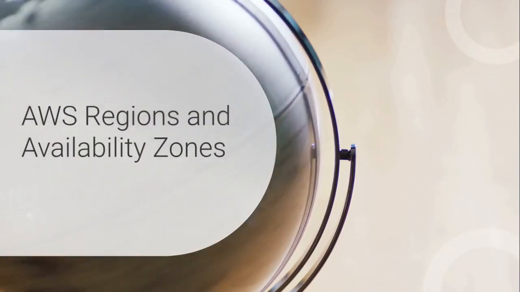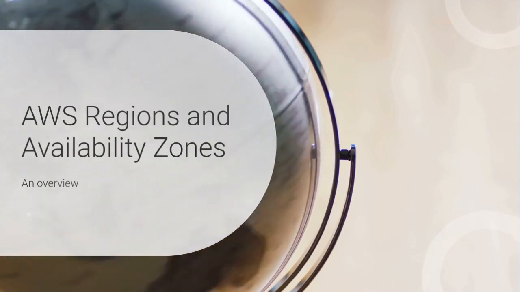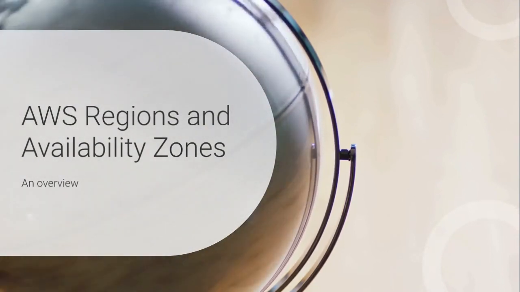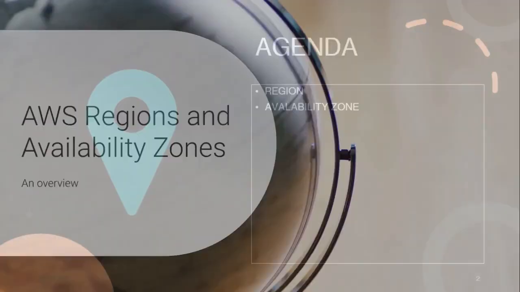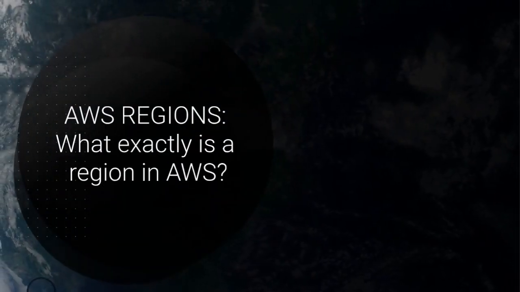Hello everyone. Today, we're kicking off with our first topic, an overview of AWS regions and availability zones. Let's dive in. Let's take a look at the agenda for this video. First, we'll cover regions. Then we'll explore availability zones.